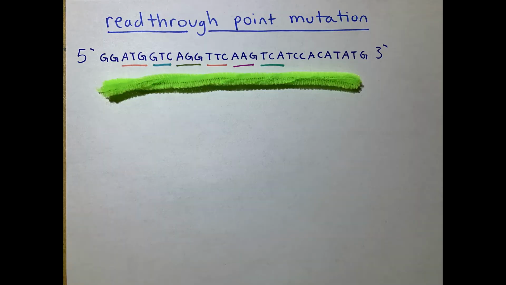The last point mutation is a read-through mutation, which is the change of a stop codon single base pair, which causes a non-stop codon and furthers the amino acid sequence longer than expected. Here I changed this single stop base pair, TAA to TCA. After converting to mRNA, we can code the green strand.